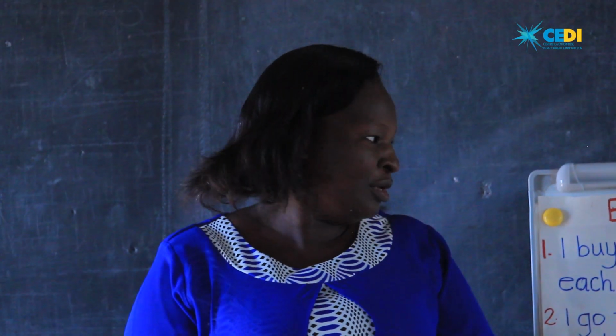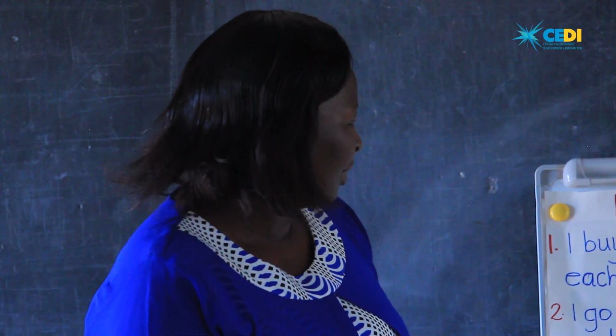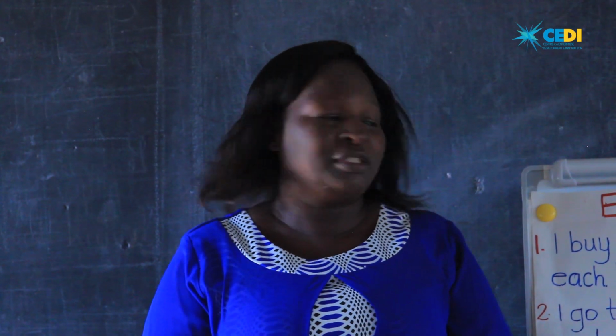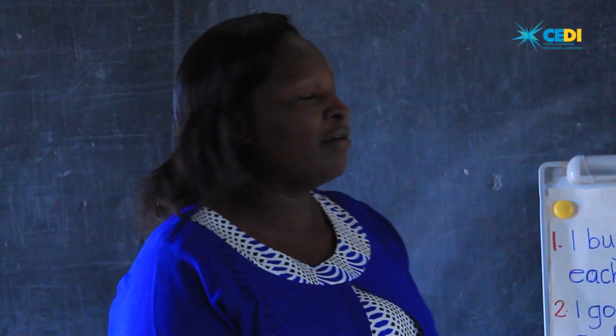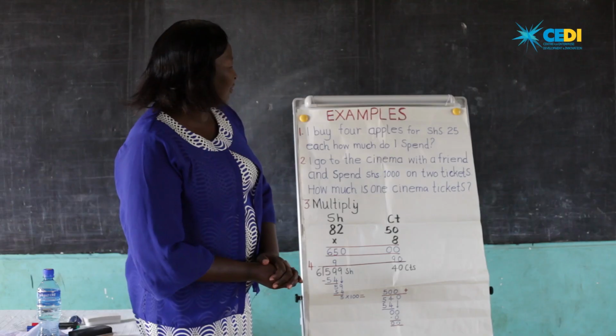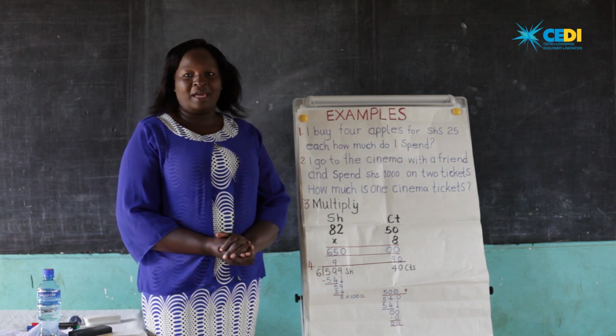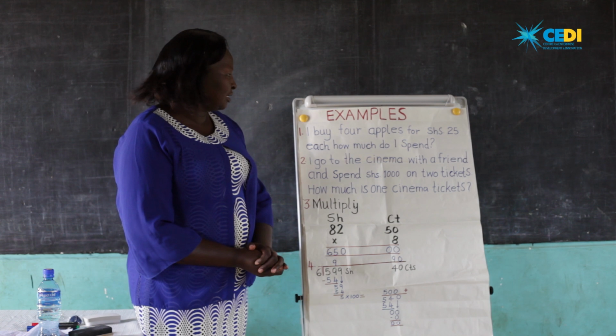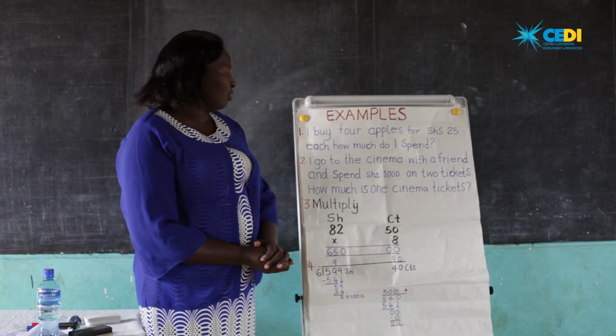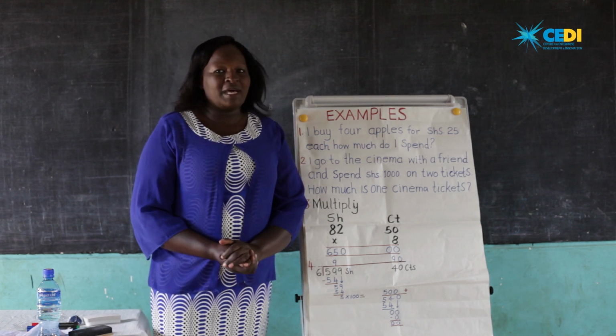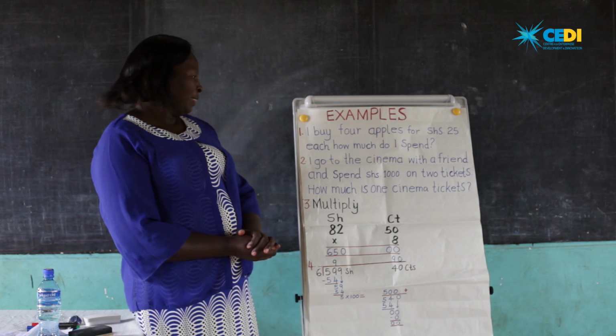That is good, class. At least almost all of you know that we are going to use multiplication to arrive at our answer. Mary, which is the correct answer after you have multiplied? Okay, that is very correct. I will have to spend 100 shillings.